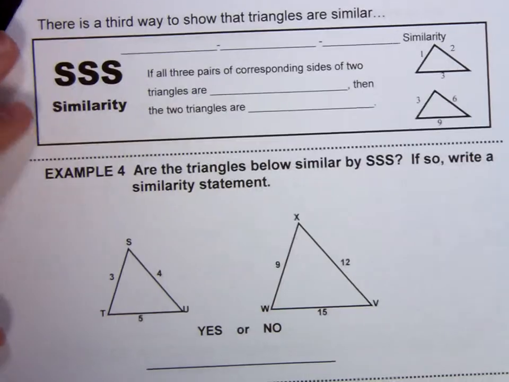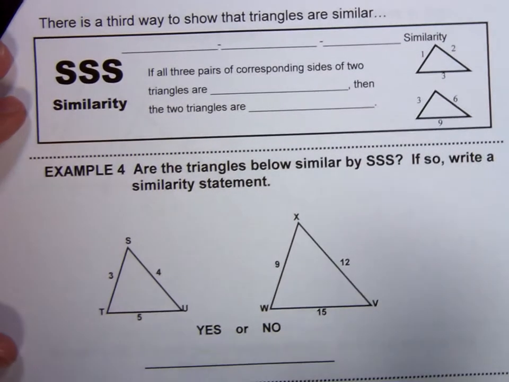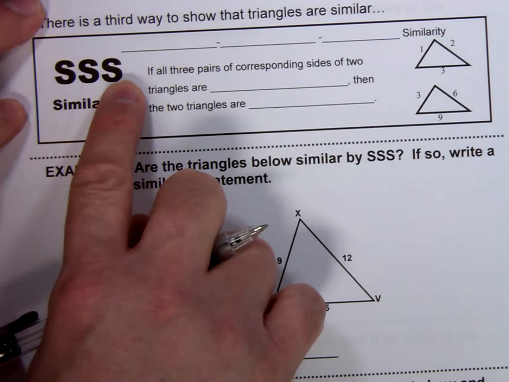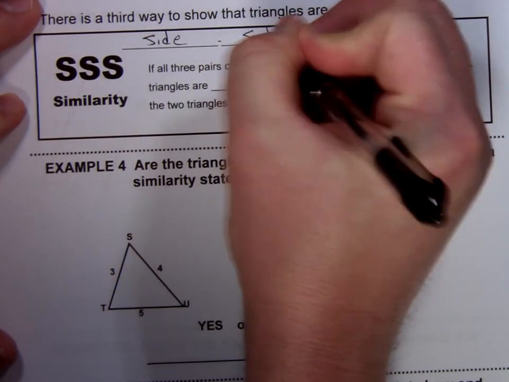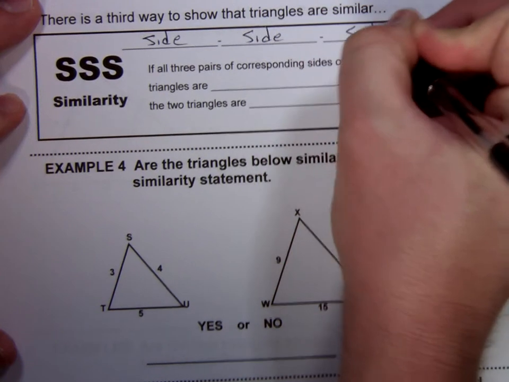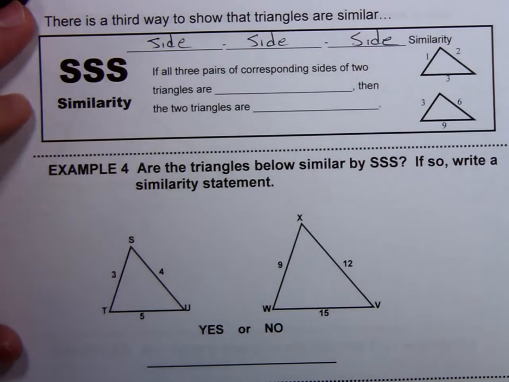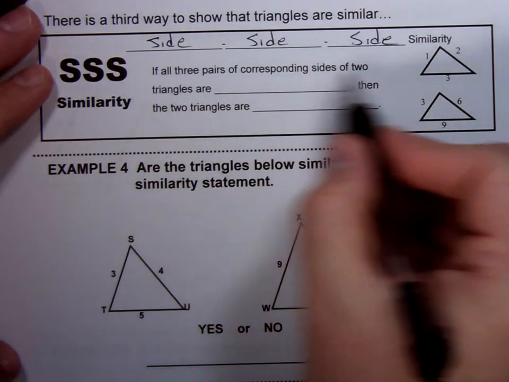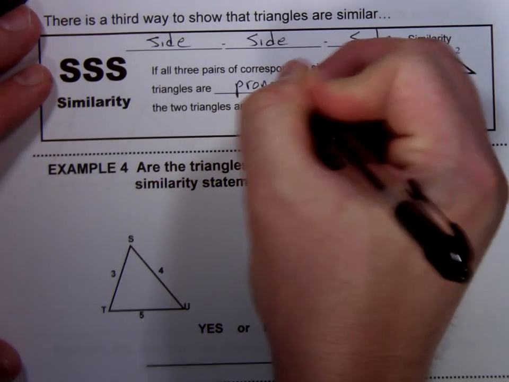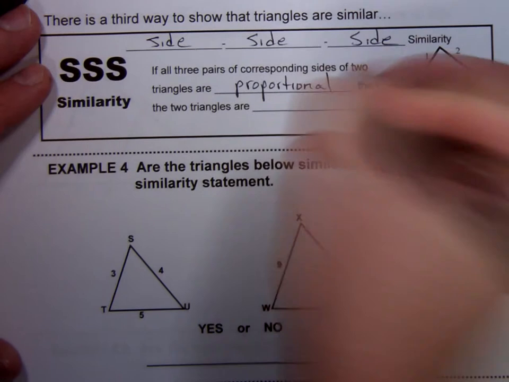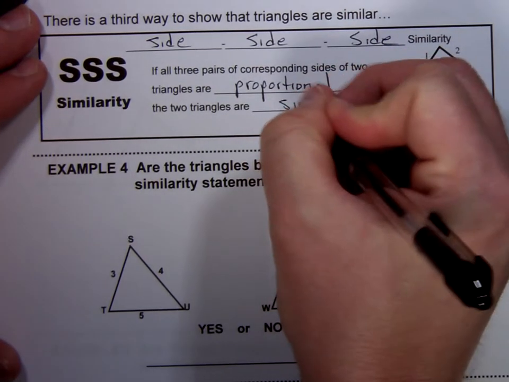Okay, and there's one more way to prove that triangles are similar. And the S's stand for the same thing they did on the previous one, so this is side, side, side. Side, side, side similarity. If all 3 pairs of corresponding sides of 2 triangles are proportional, then the 2 triangles are similar.